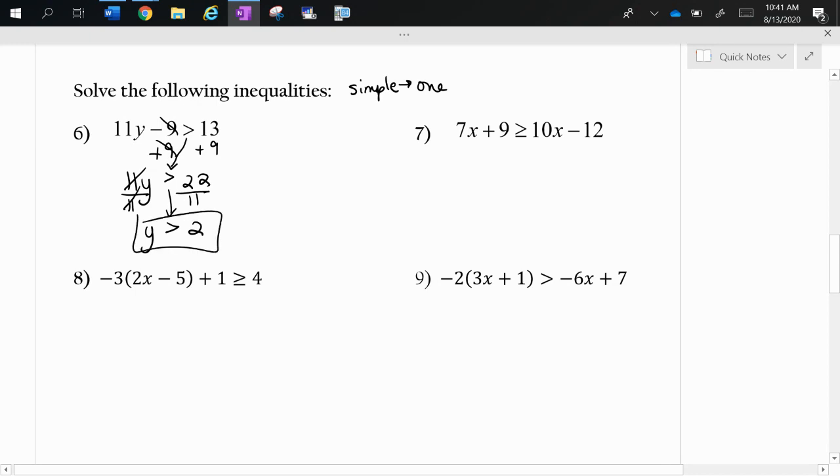The next one, number 7, we have like terms on each side of the equal sign. So I'm going to subtract 10x from both sides.